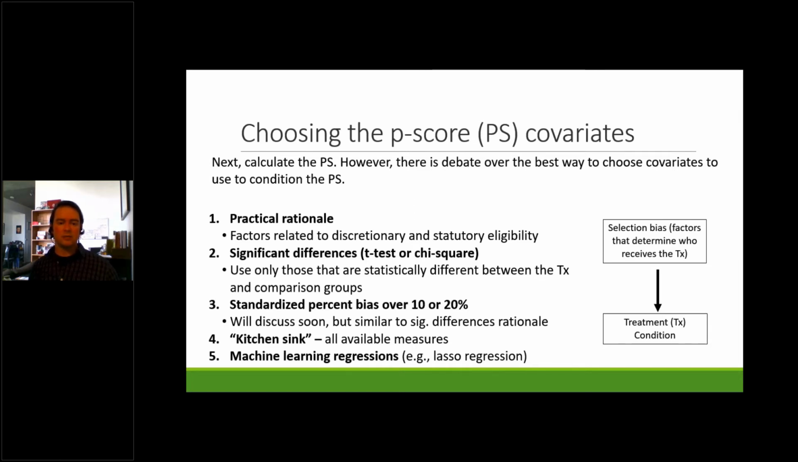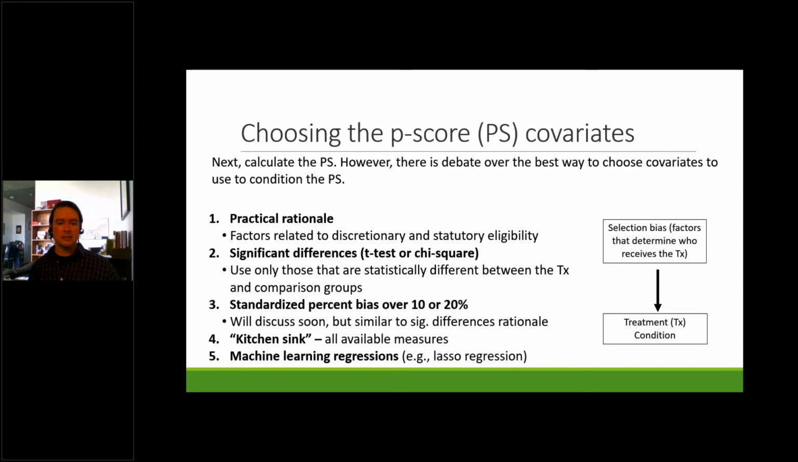The next two involve identifying measures that are different between the treatment and comparison groups. This could either be including only those that possess significant differences, such as through a t-test or a chi-square, or those that possess a standardized percent difference over 10 or 20%, which we'll discuss soon. But it's similar to the significant differences rationale, whereas if it's above 10 or 20%, then you definitely need to include that particular covariate in the model of the propensity score.